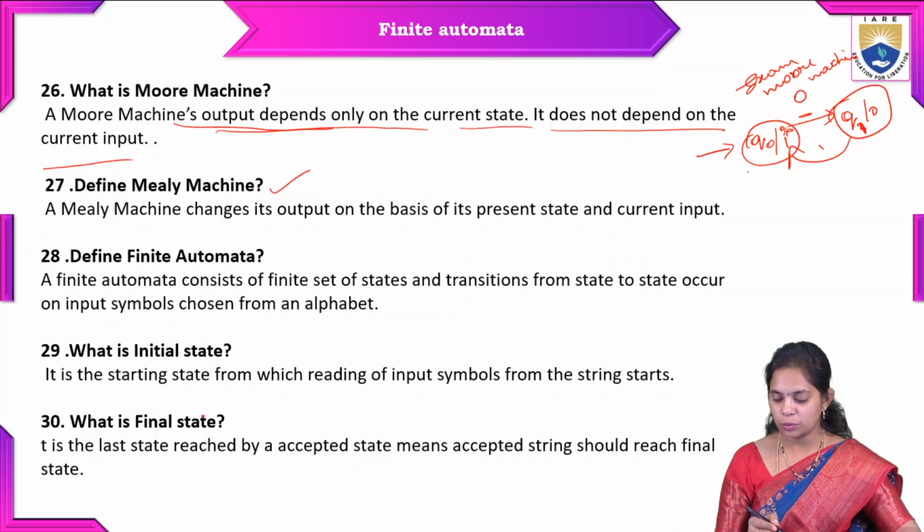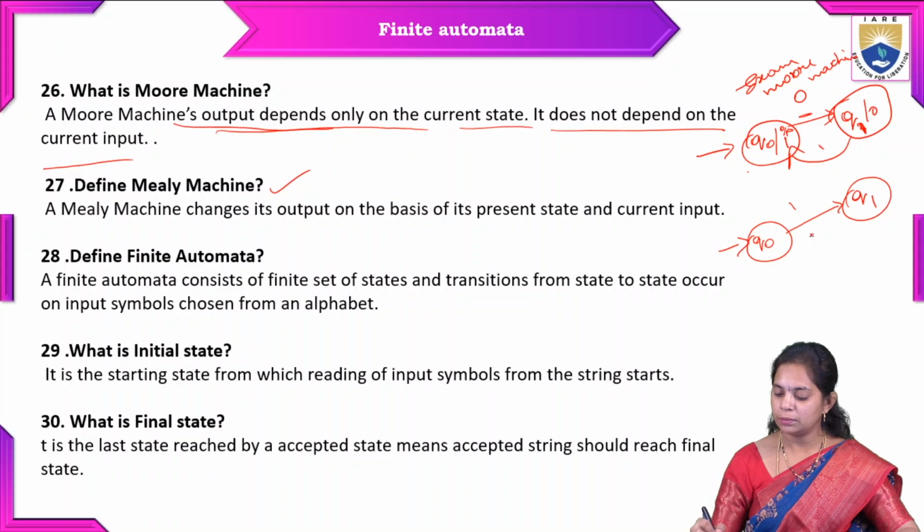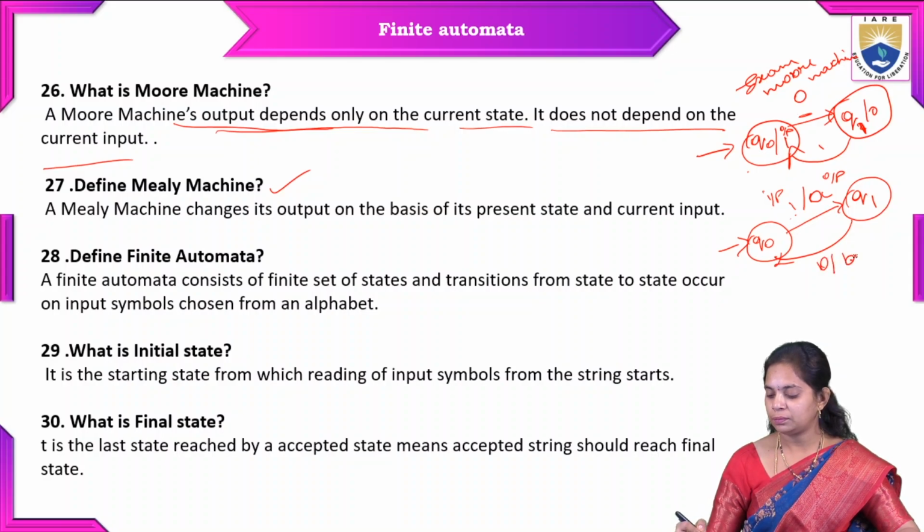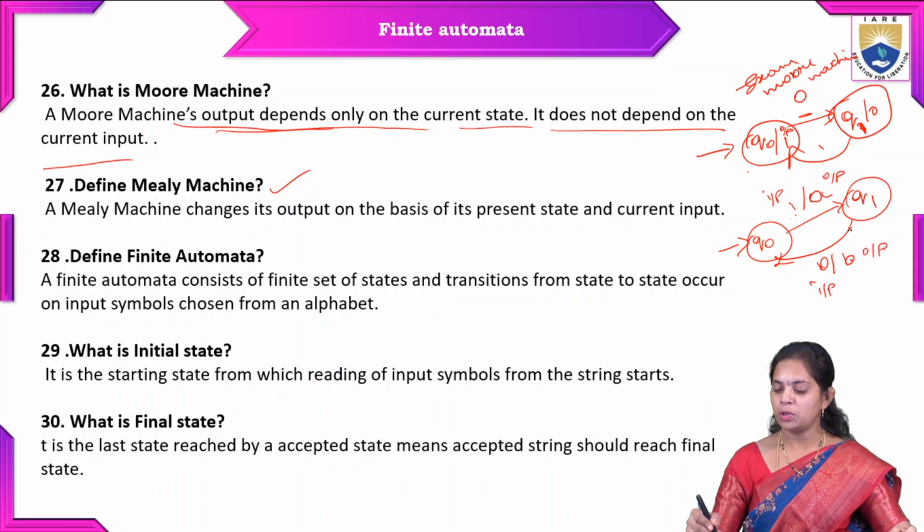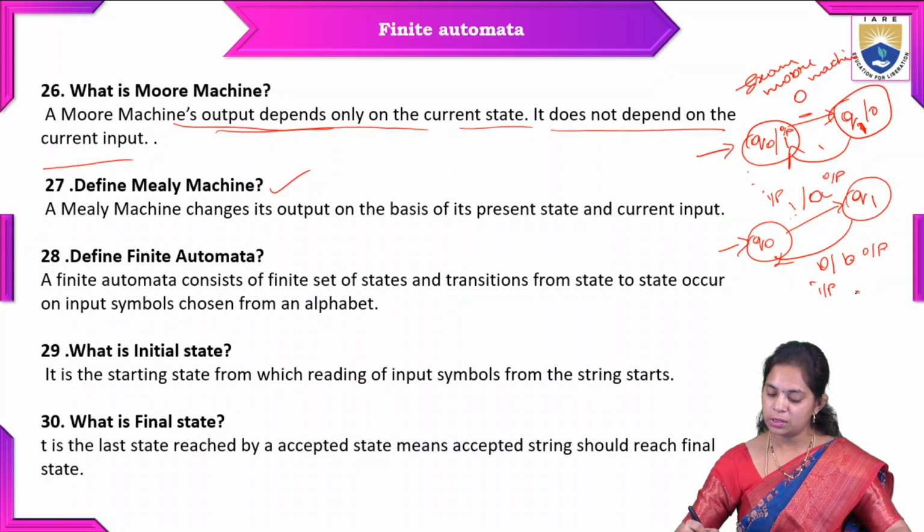Define the Mealy machine. In the Mealy machine, we represent the value with the input and output. With one input, in the same transition, we also have to represent the value of the output. So this is the input and this is the output. Here, if you observe both diagrams, this is the Moore machine and this is the Mealy machine.